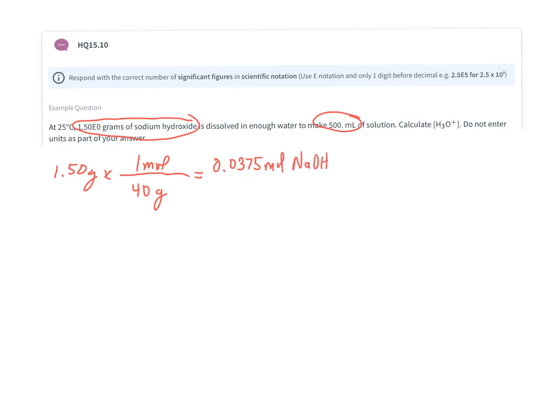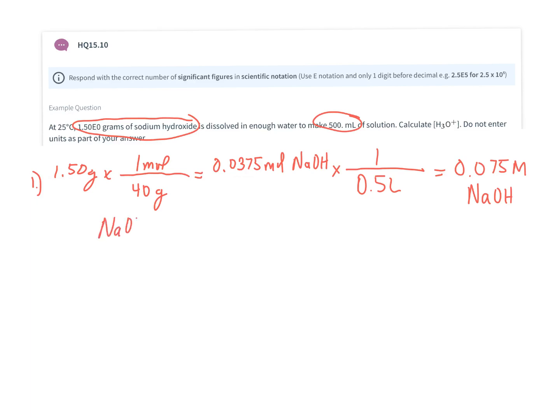Now I need to turn that into a concentration. Molarity is moles per volume, moles per liter. So I have 500 milliliters, which is half a liter. So to turn that into concentration, I have 0.5 liters. So I divide by 0.5 to get a concentration of 0.075 molar sodium hydroxide. So that's step one. We found our concentration of sodium hydroxide.